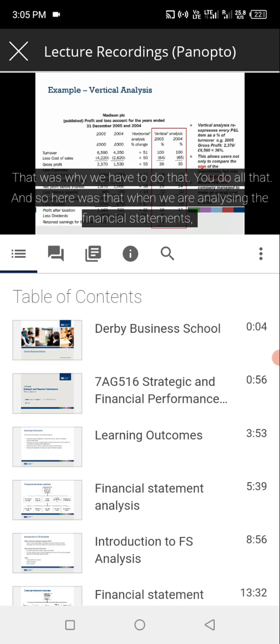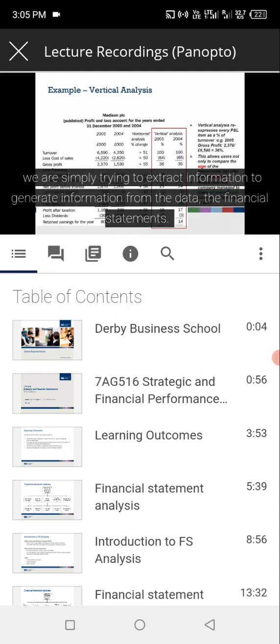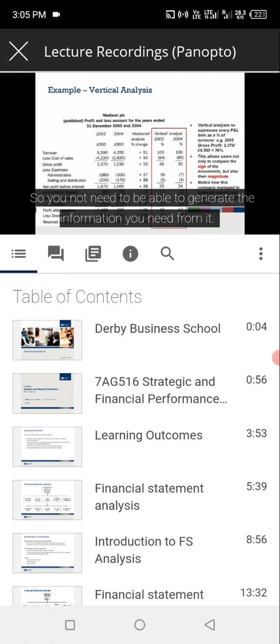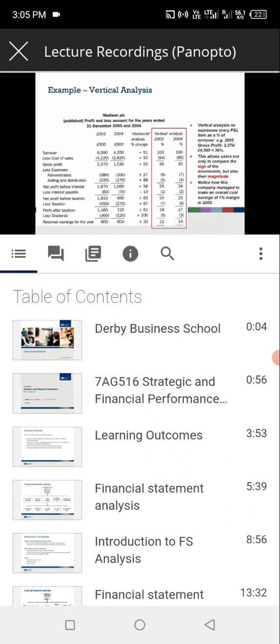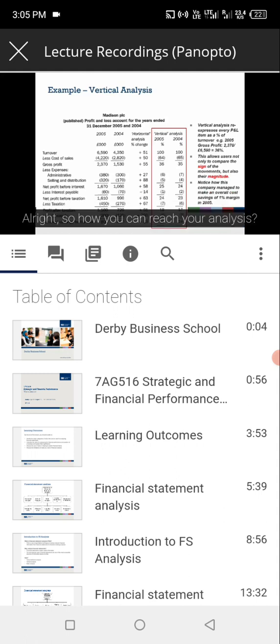So here, we say when we are analyzing the financial statement, we are simply trying to extract information, to generate information from the data. The financial statement will simply present you a set of data. Is that right? So you now need to be able to generate the information you need from there. And we said you can do horizontal analysis and you can do vertical analysis. All right? And you can do ratio analysis.